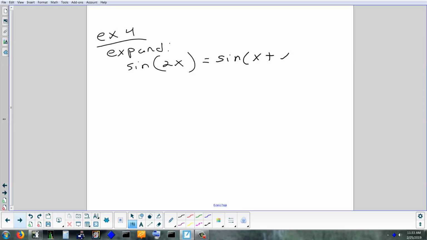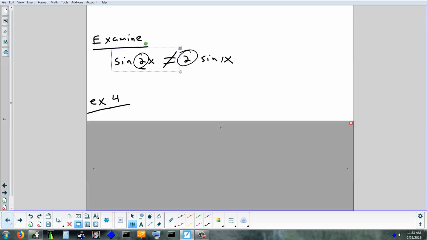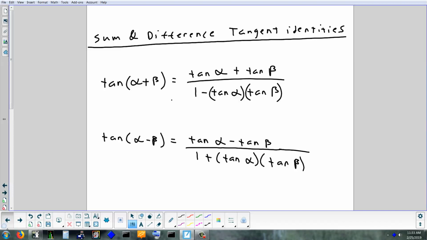So think of it like that: x plus x. Now, look at the trig function. Look at the operation inside. What kind of identity did we just make right there? A sum of which trig function? Sine. That's the sine of a sum. So let's go back and use our sine sum identity and see what that comes out to.